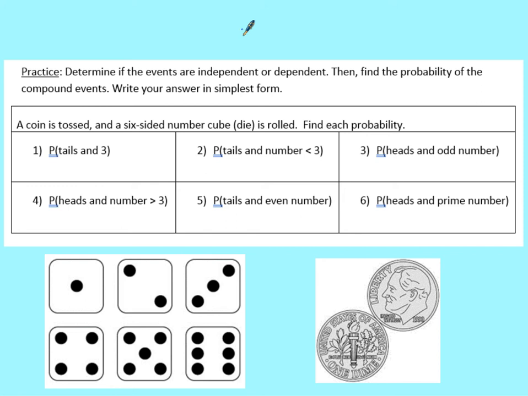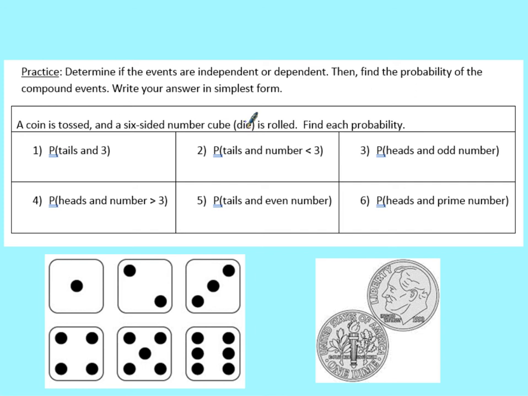Okay, so we're going to practice some of these together. It says, determine if the events are independent or dependent, and then find the probability of the compound events. Write your answer in simplest form. It first says, a coin is tossed and a 6-sided number cube, or a die, is rolled. Find each probability. So remember, we have 2 different things here. We have a coin, and then we have a die.